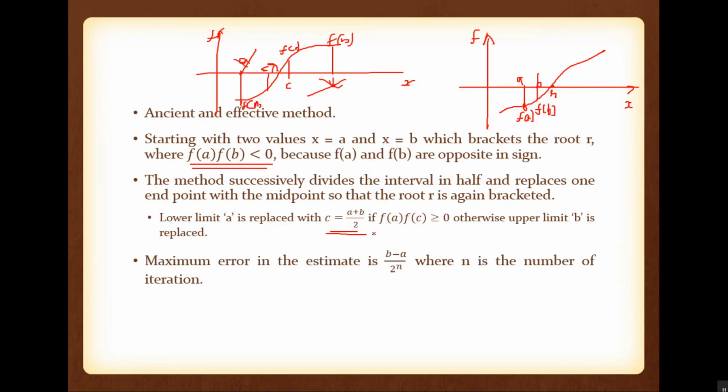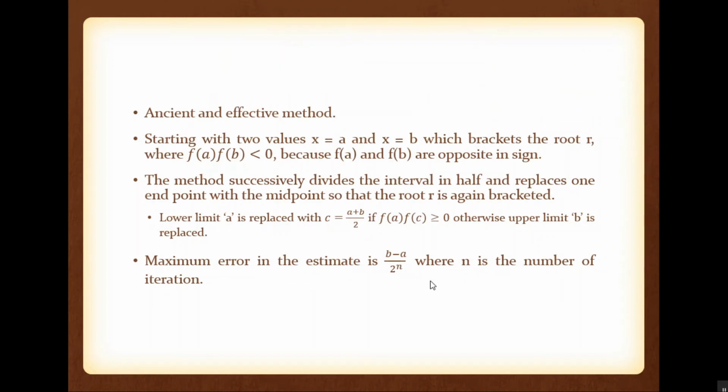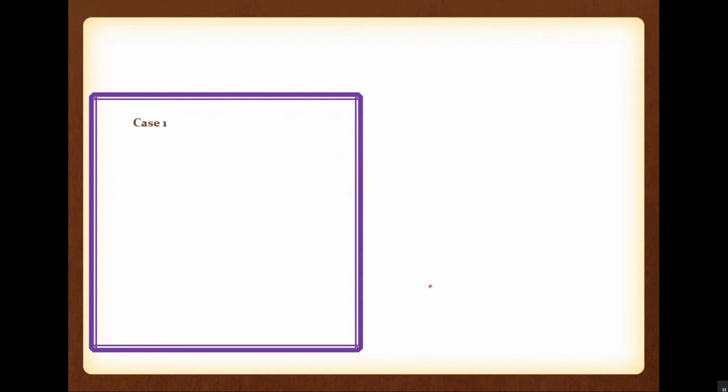So what are we doing? We are taking the half of the previous interval. After each iteration, the size of the interval is reduced by half. So you can see that after the nth iteration, the interval size will be b minus a divided by 2 raised to n. That also you can understand after the problem. Now I am going to explain this method again by using two different cases.